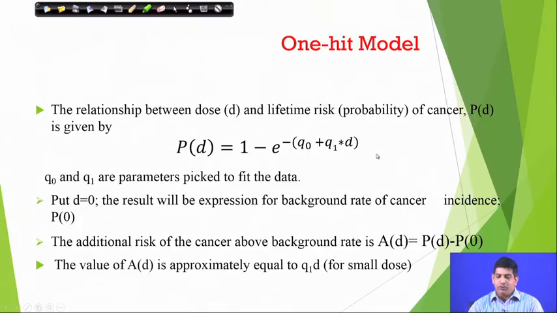Now, what is this q0? q0 and q1 are parameters picked to fit the data. And so, when d is equal to 0, the result will be expressed as the background rate of cancer.